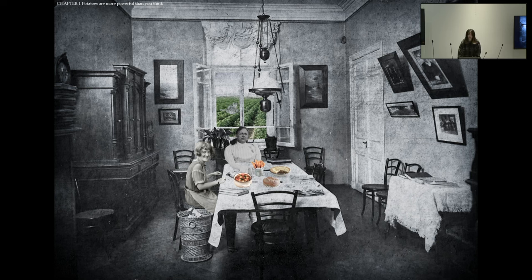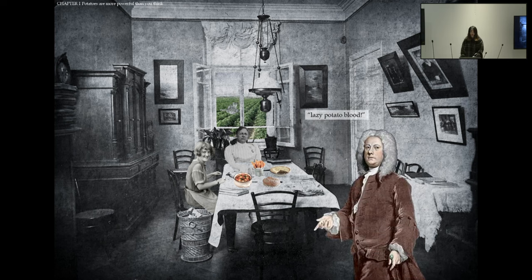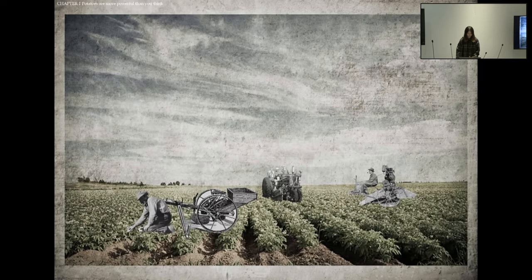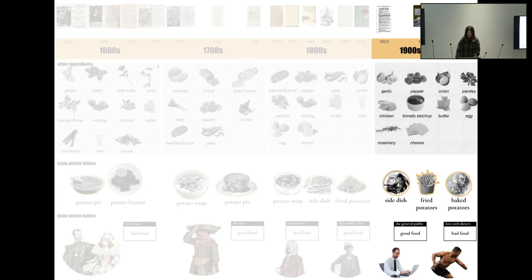They were still popular among the workers, but the negative attitudes towards the potato intensified in this period, and politicians criticized the potato eaters with the phrase "lazy potato blood." Because of the Industrial Revolution, machines and fertilizers started to be used in potato cultivation. And the last period starts in the 20th century.